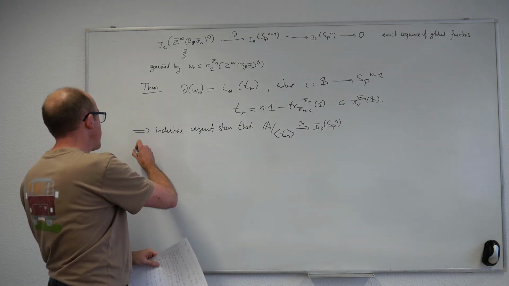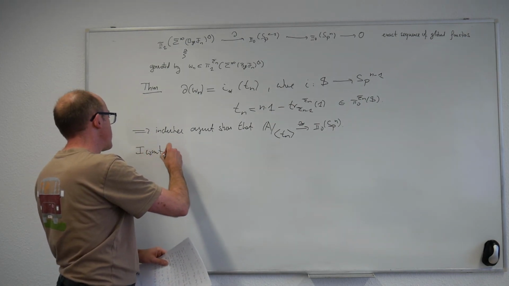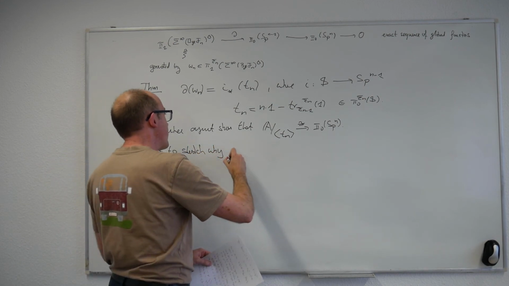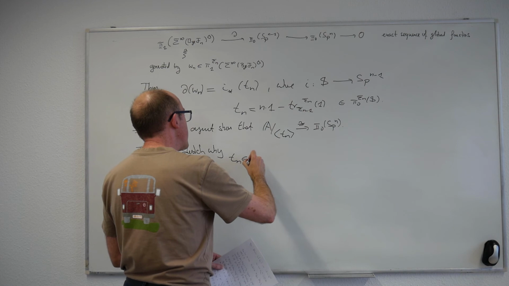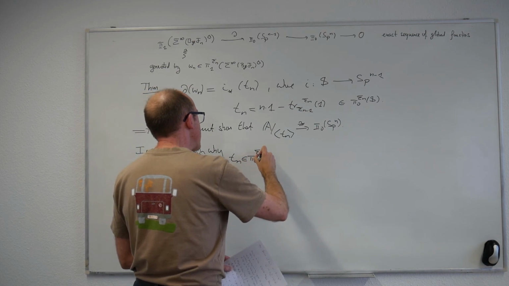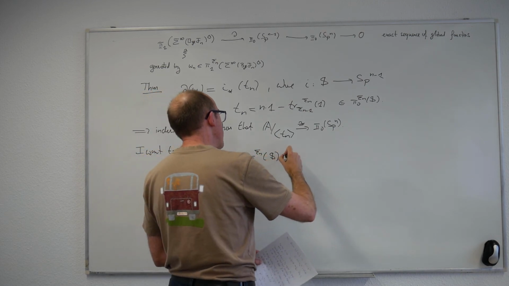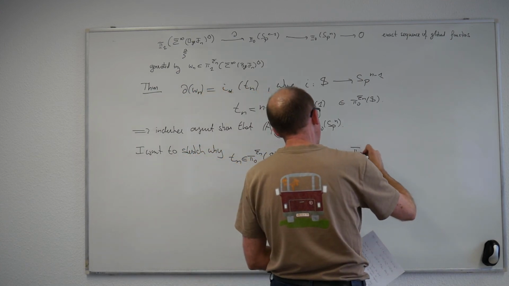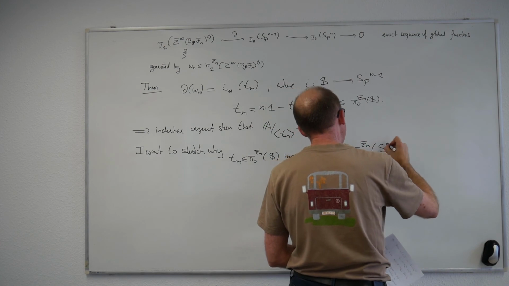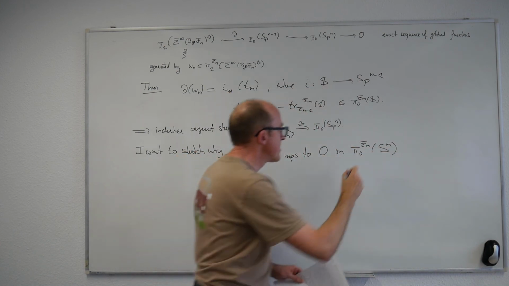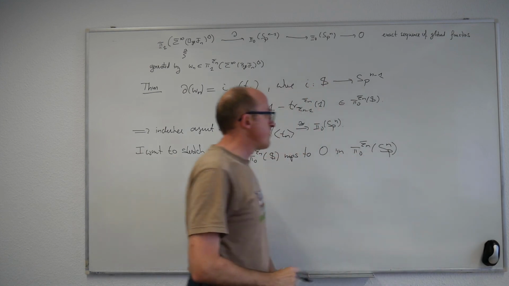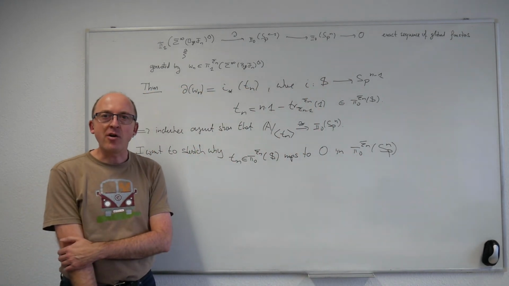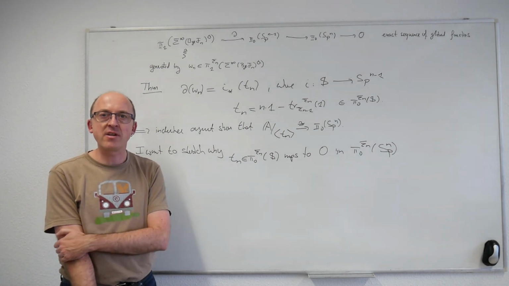So I want to sketch why the element Tn in pi 0 sigma n of S maps to 0 in pi 0 sigma n of Spn. So I want to explain this. This is an equality between two homotopy classes, and often such equalities are done by algebraic manipulations.